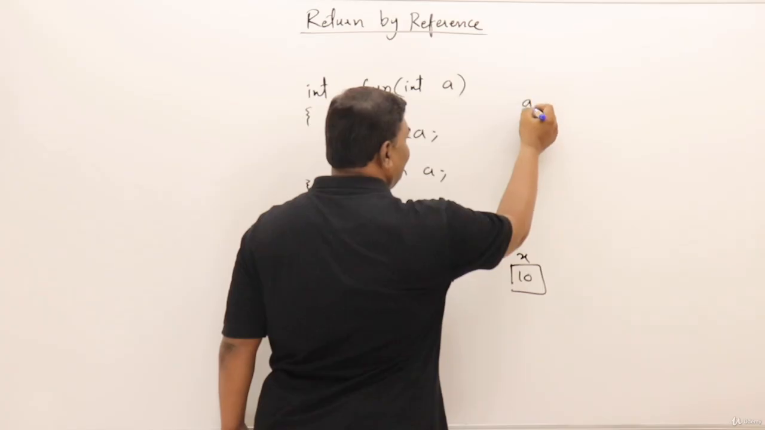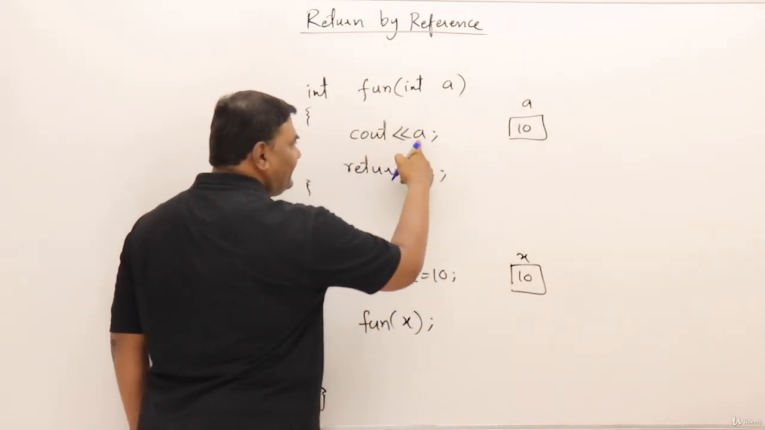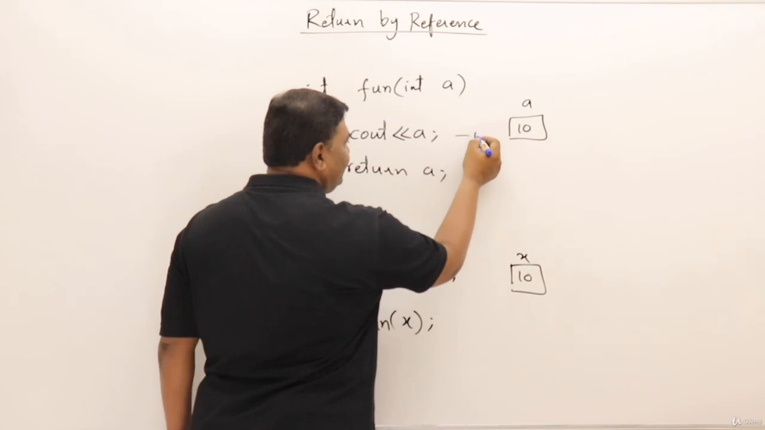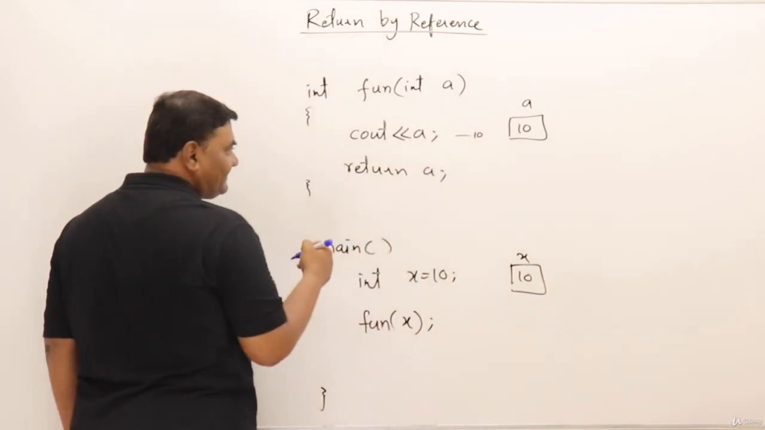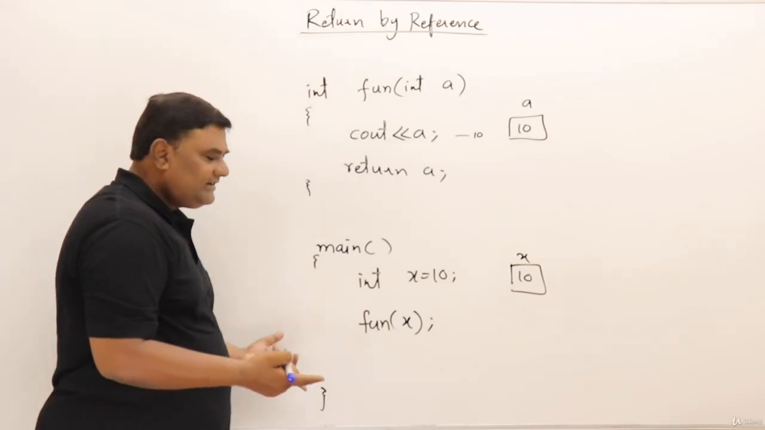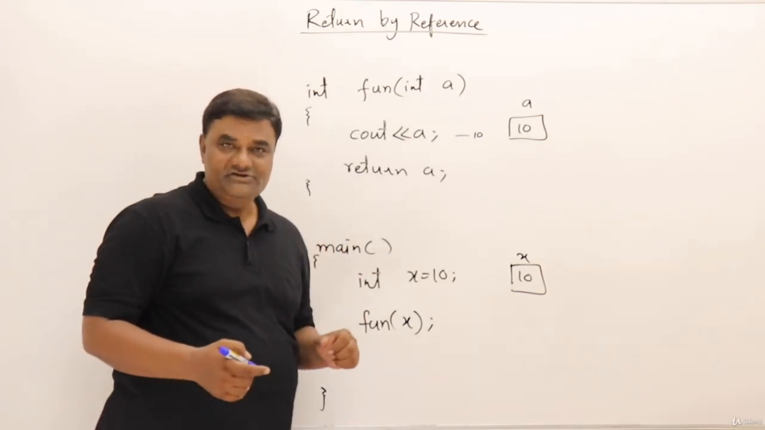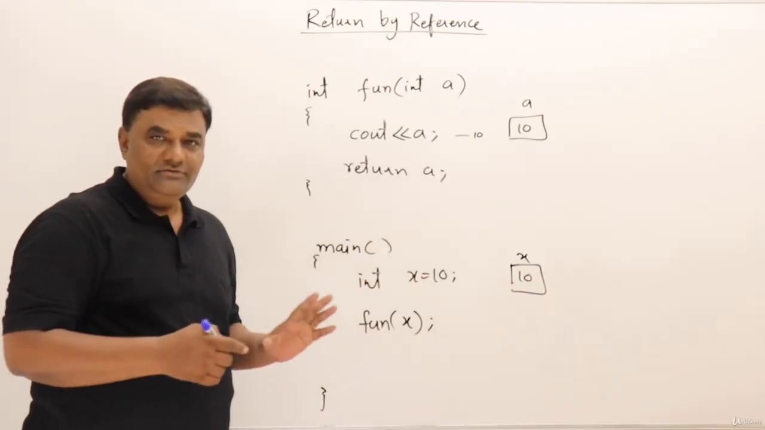So this is a, and in this value 10 will be copied, and print a. So 10 will appear on the screen. This line will print a on the screen and return a. So that return value, I'm not taking it anywhere. It's not necessary that you take the return value of every function. This is call by value.